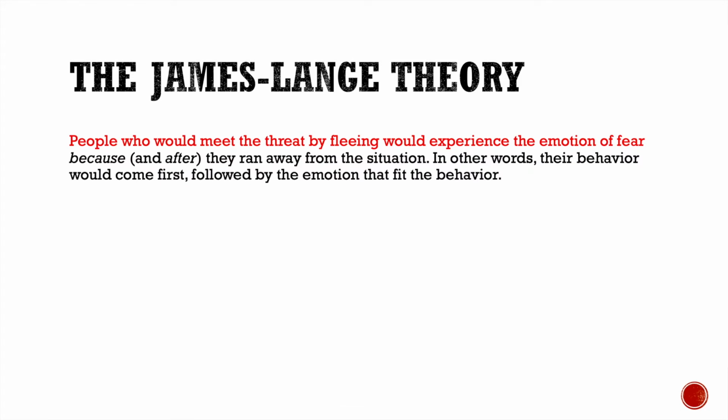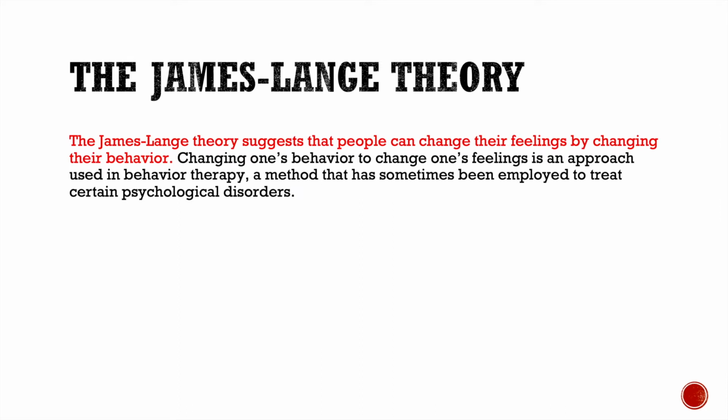People who meet the threat by fleeing would experience the emotion of fear because, and after, they ran away from the situation. In other words, their behavior would come first, followed by the emotion that fit the behavior. Starting to make sense? The James-Lange theory suggests that people can change their feelings by changing their behavior. Changing one's behavior to change one's feeling is an approach used in behavior therapy, a method that has sometimes been employed to treat certain psychological disorders.